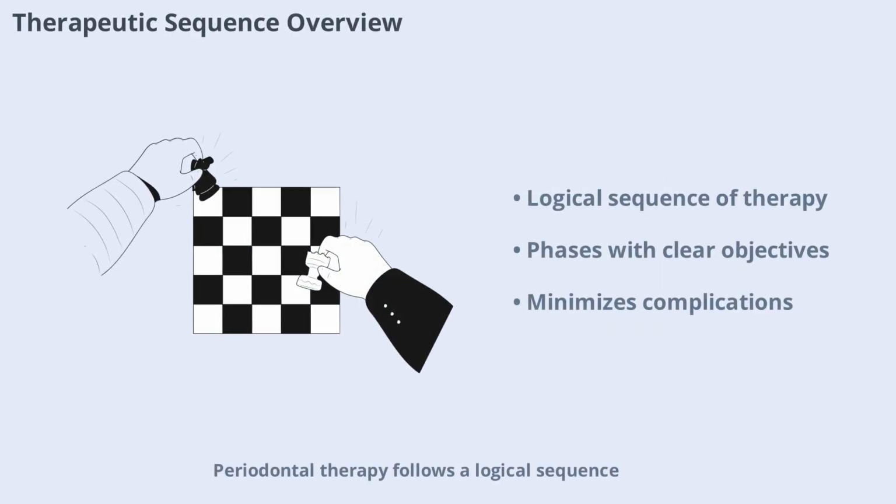This approach not only improves outcomes, but also helps patients understand the journey ahead, building trust and cooperation throughout the process. Periodontal therapy follows a logical sequence, starting with emergency interventions and progressing through various phases. Each phase has specific objectives and procedures, ensuring that the patient's needs are met at every stage. This structured approach minimizes complications and maximizes the chances of long-term success. Let's break down each phase to see how they fit together.